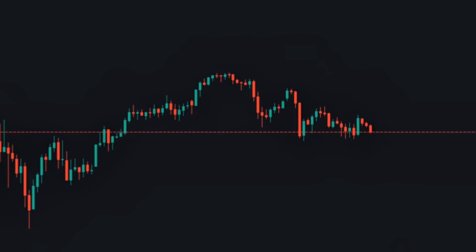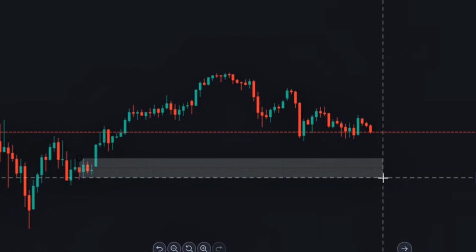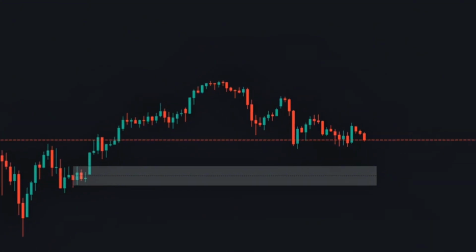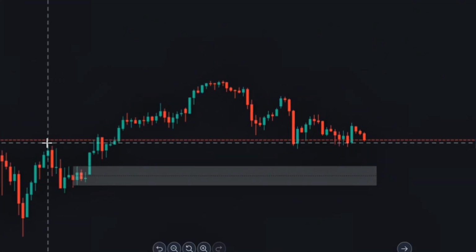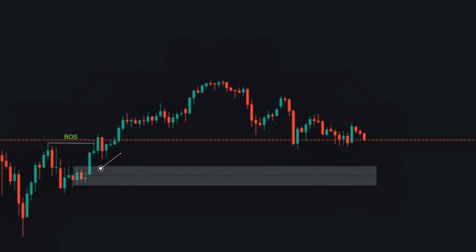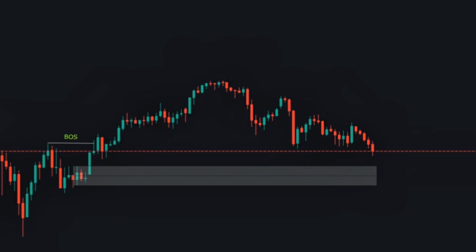In this example, we have a strong impulsive move on the buy side with big candles and fast movement. Now, mark the last consolidation area or candle before the move. Keep in mind your demand or supply zone should cause a break of structure, and imbalance should be present near the zone. Now wait for the price to reach your zone and show confirmation.